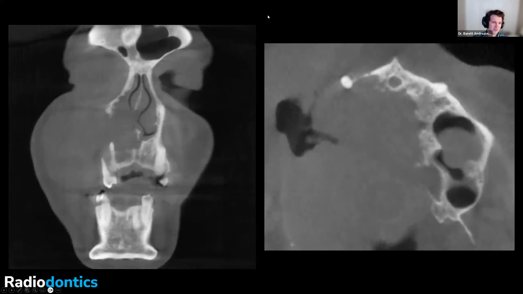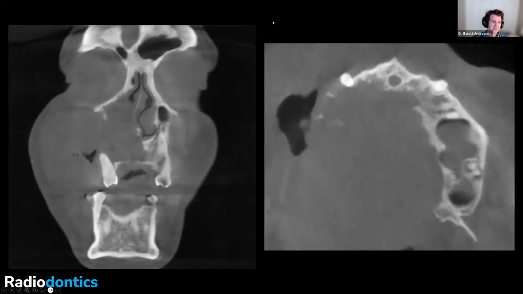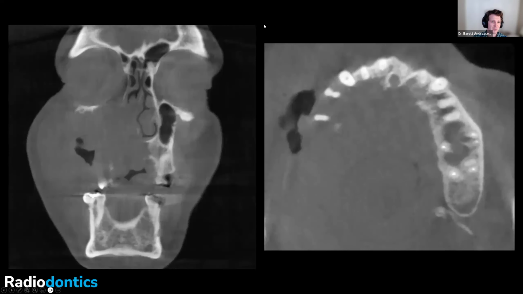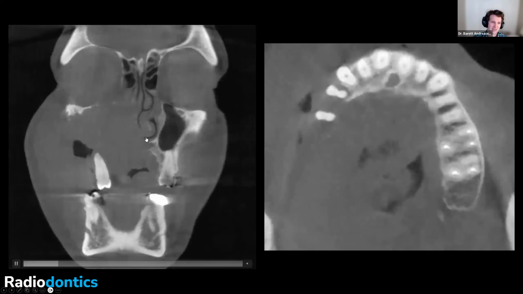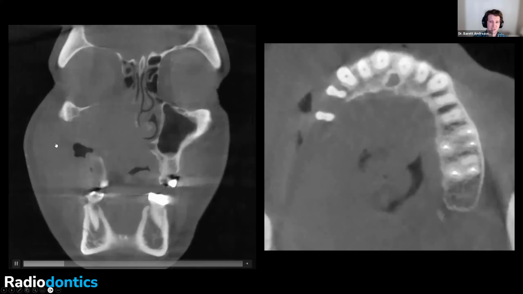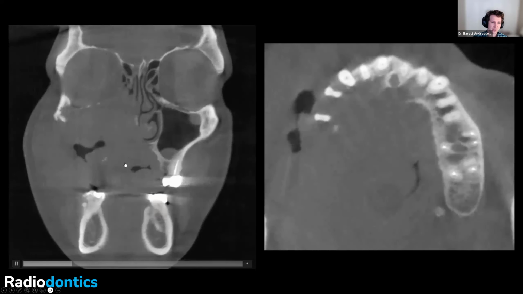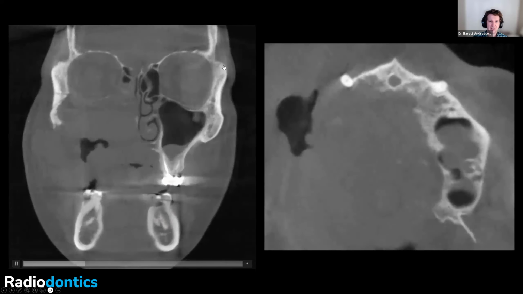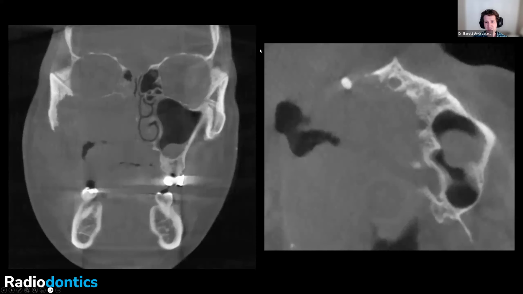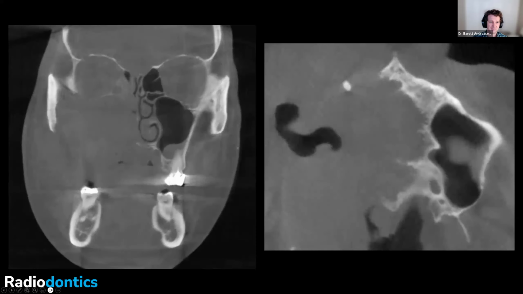Another example of malignancy here where you can see that destructive infiltrative appearance. We're literally losing half of the nasal cavity here due to this lesion. You can see all of the structures here within the sinus and the nasal cavity are just completely obliterated. Very, very characteristic of a malignancy.